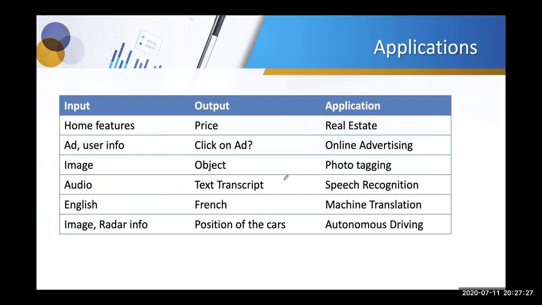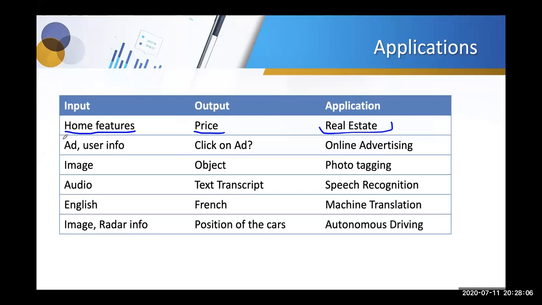Okay, so applications. The applications are really endless, and it's getting, like I said, more and more attention. But these are a few examples. If we say the input is home features, just like the example we illustrated, and the output is the price, the application is in real estate. It would be nice if some investor would be able to predict the price of a house in, for example, 6 months. That would be really nice for the investor.